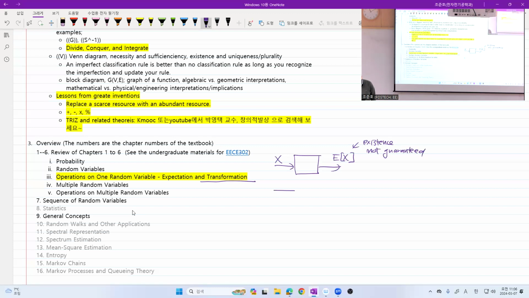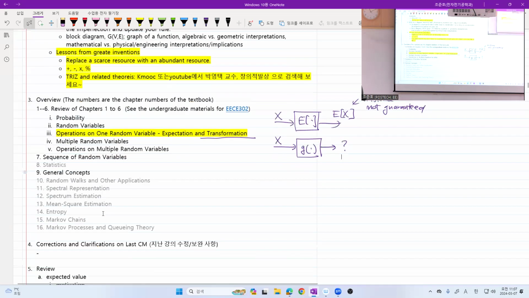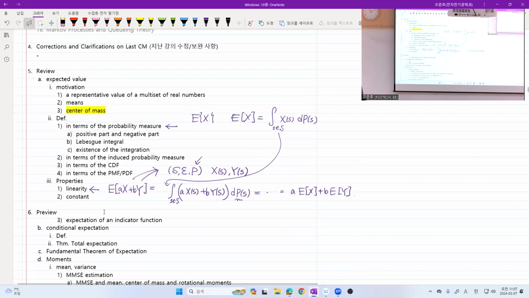The second topic is something like this. You have now a deterministic function g, okay? And then as the input to this system, you have a random variable. Then what would be the output? And how can you describe the output? That is the main topic of today's lecture. But let's finish up our review first.